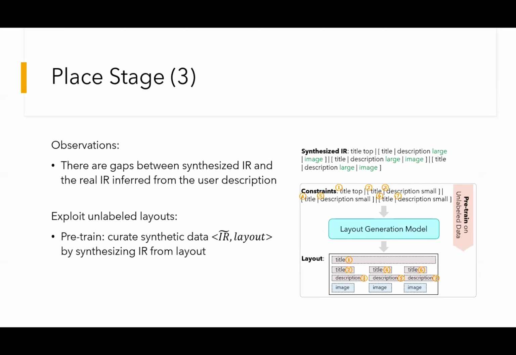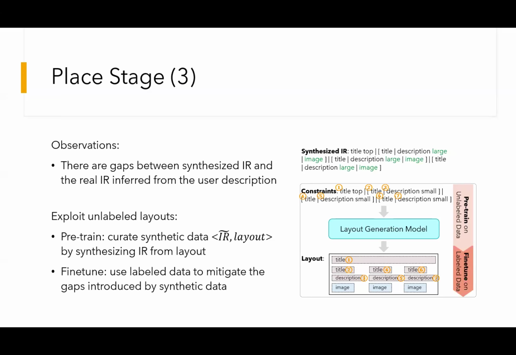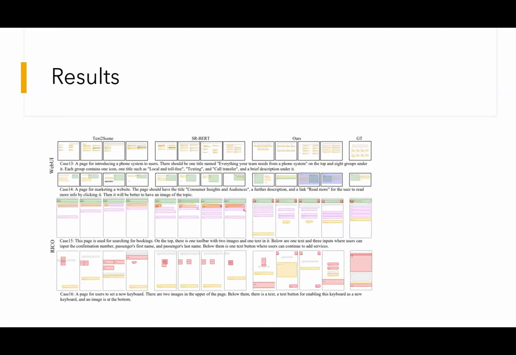But there are gaps between the synthesized intermediate representation and the real intermediate representation inferred from the user description. Look at the example on the right side. Here, in the synthesized intermediate representation, there are large images produced by the heuristic-based rules, but actually the user did not specify that. So to mitigate such gaps between synthesized data and real data, we further introduce a fine-tune step, which uses labeled data to train the model. Because this is the first work on the text-to-layout task, we adopt some methods from related domains and compare them with our method. As shown in this picture, we can see our method achieves the best performance.